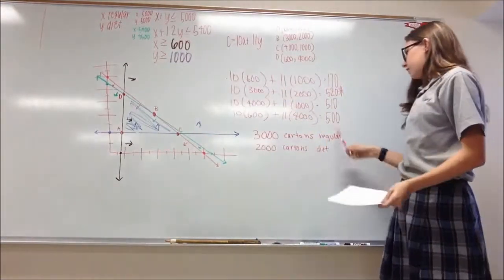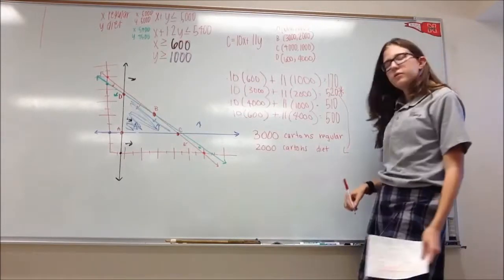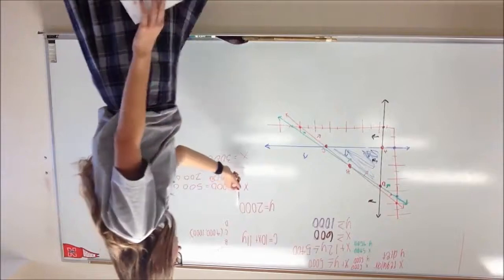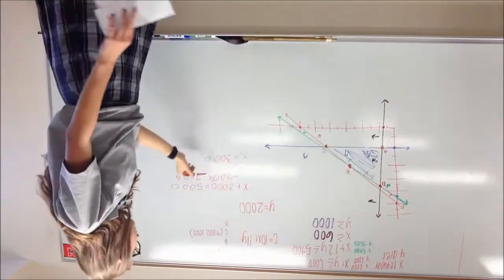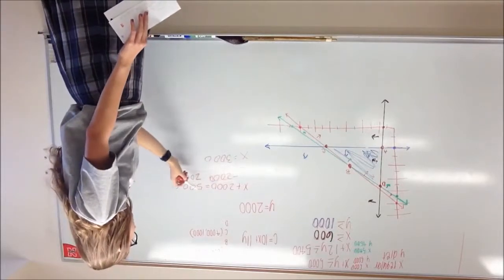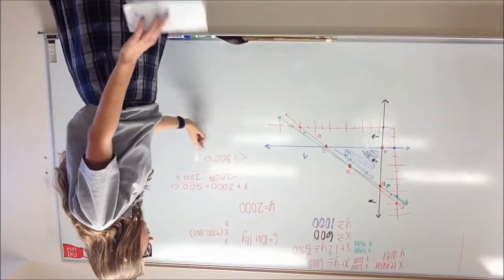Which gives us our answer of $520. So we plug in 2,000 for y in this equation, and then you get x plus 2,000 equals 5,000, and you subtract 2,000 and you get x equals 3,000.